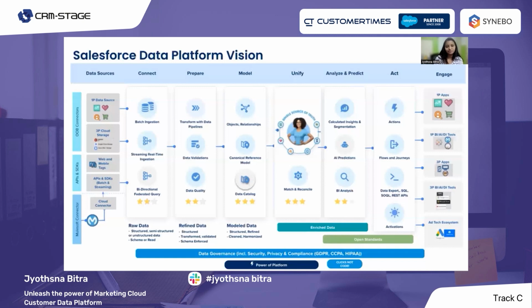And once we have the segments created, we can create some actions, which can be kicked off in the different clouds and external systems. So by using flows and journeys, we can create some triggers in the Salesforce and the marketing cloud. And we can also export the data to the external systems and other activations.